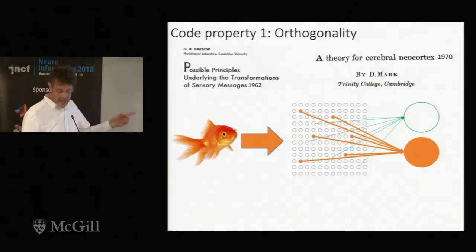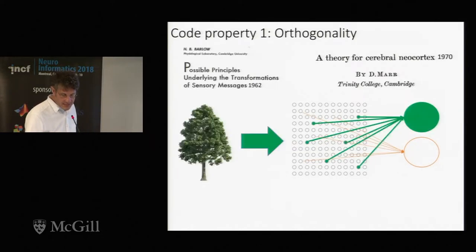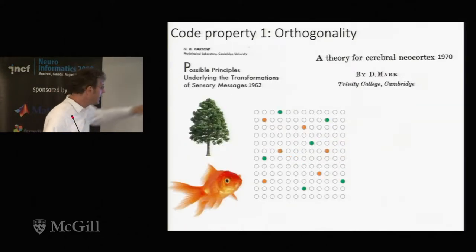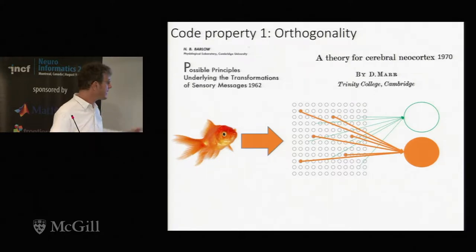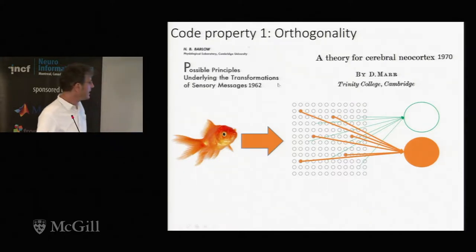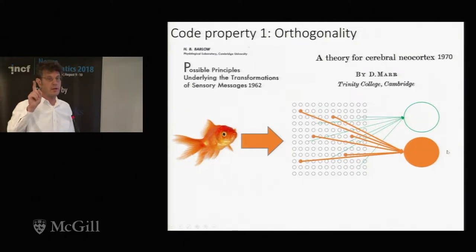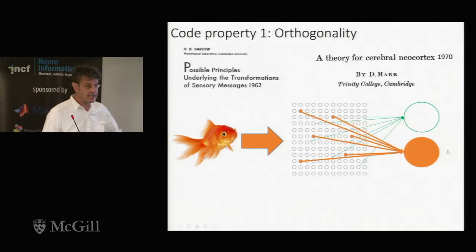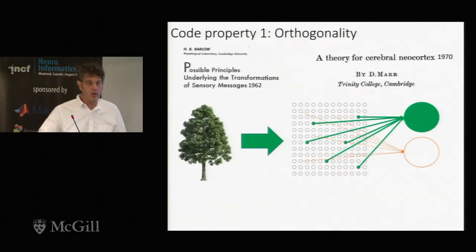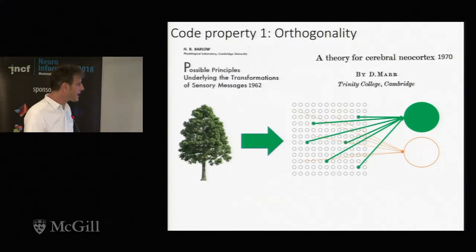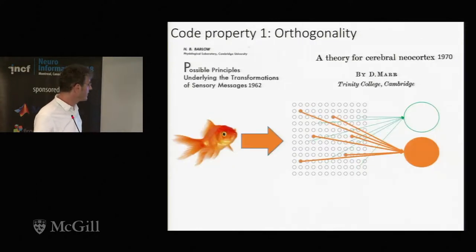And the point of orthogonality is that if these populations are distinct, if they don't overlap, then you can learn these output weights in one trial. Simple Hebbian learning: if these orange neurons are active at the same time a training signal comes to this one, in one trial, at least in principle, these weights could be learned and they won't interfere with the weights to this other one. So orthogonality is a great property for neural codes to have in principle, because it enables rapid learning and also efficient coding.